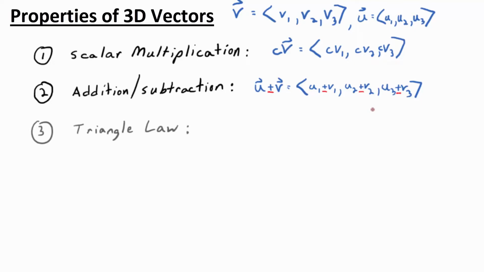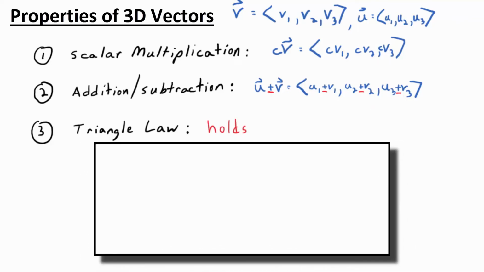Okay, the triangle law. Well, the triangle law is just a way to add vectors, right? So the only thing I want to say here is the triangle law holds. And if you think about it, it makes sense because any two vectors in space lie in a plane, right? So there's no reason why the triangle law for the plane wouldn't extend to vectors in space because they lie in their own plane. What does the triangle law say?